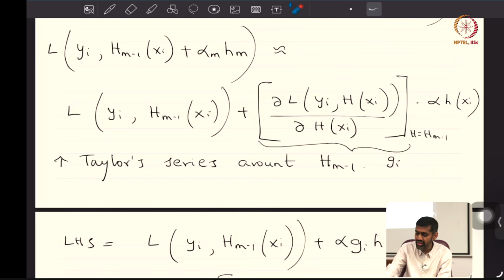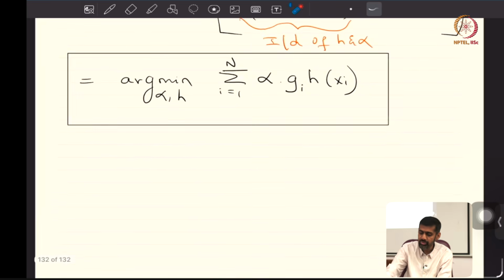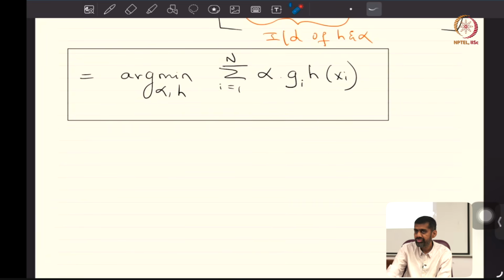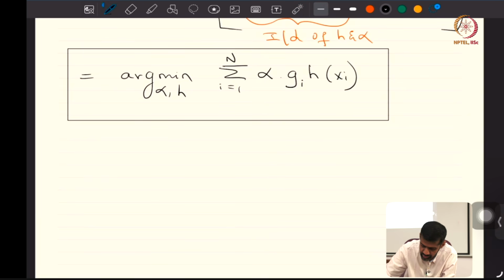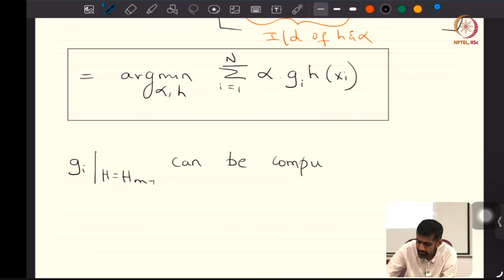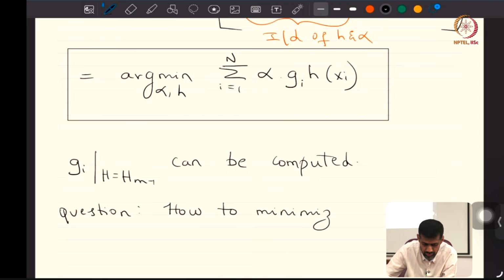Okay. So, what is to be done is we will have to find what this h is by solving this particular optimization problem. Is that okay? Any questions here? Okay. So, the next question is how to minimize, let me write that maybe, gi evaluated at h equal to h m minus 1 can be computed. Therefore, now the question is how to minimize this particular sum.